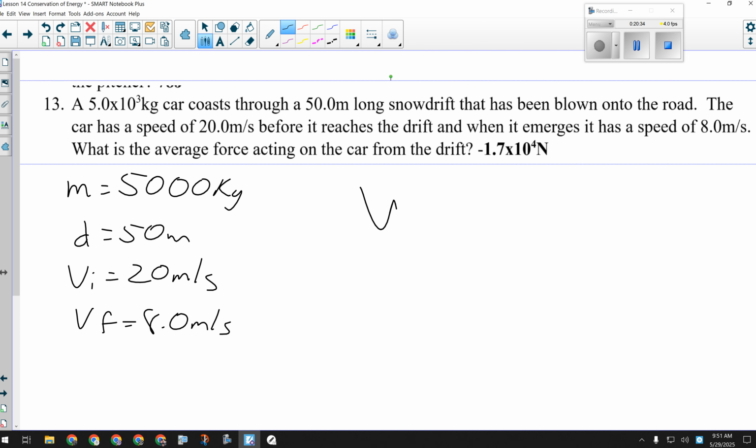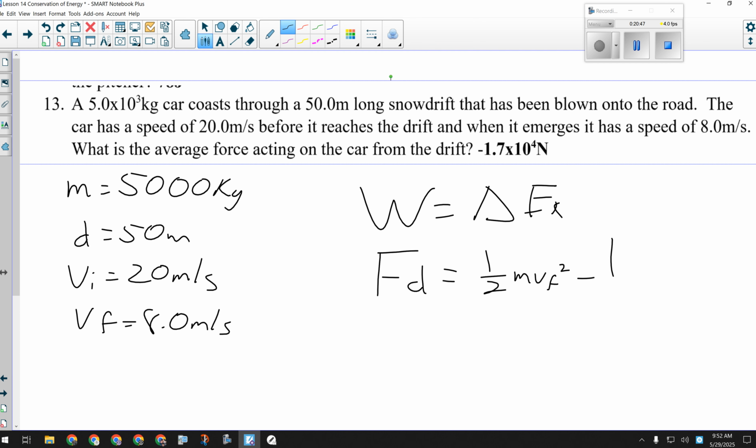All right, obviously work is being done and it's changing the kinetic energy of the car. That's going to be force times distance equals 1/2 m v final squared minus 1/2 m v initial squared. All right, since we're just looking for force, all we have to do is divide both sides by d.